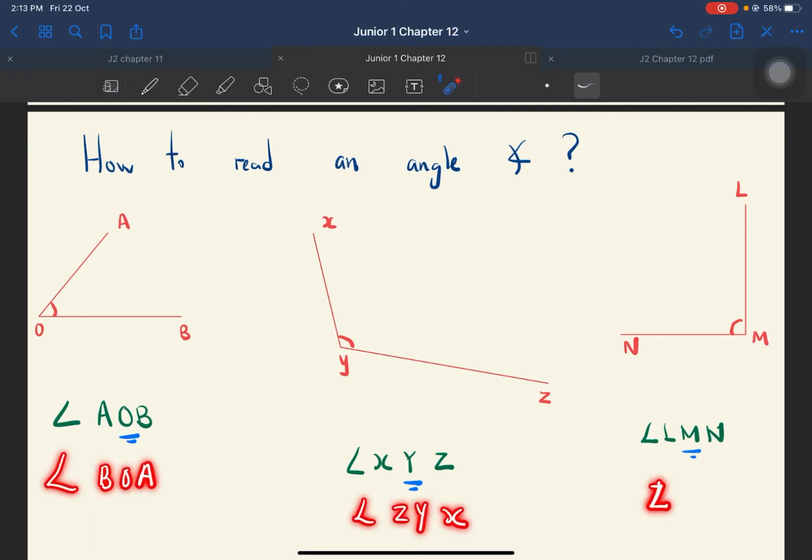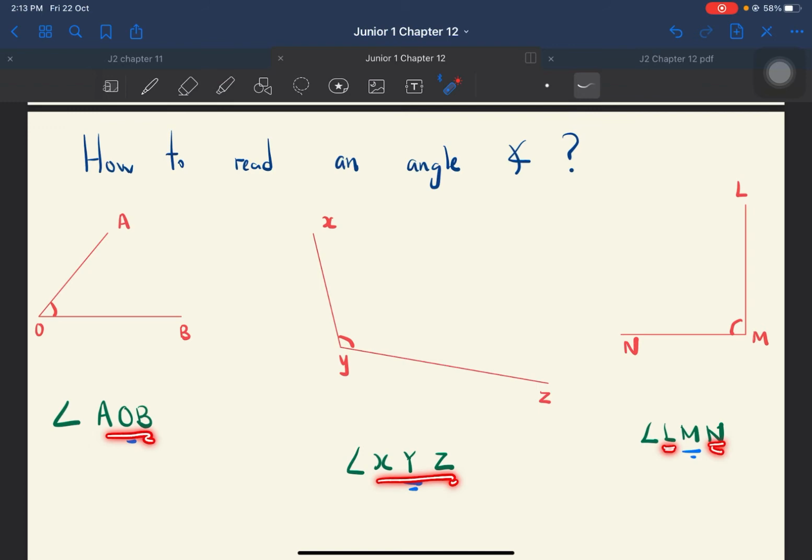And you guys have to make it a habit to ensure your angles are in capital letters. All these A or B, X, Y, Z, and M and N. Write it in capital letters.